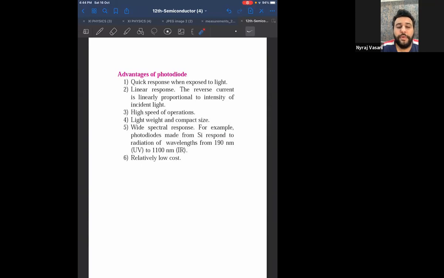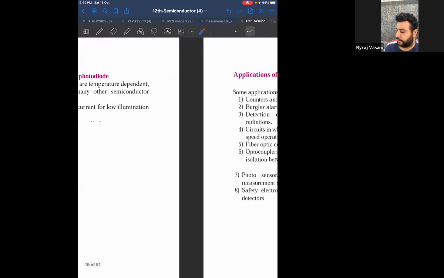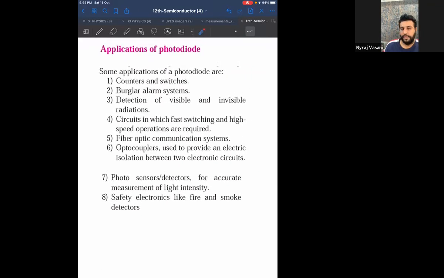So the question is, where are photodiodes used? Photodiodes are used in very, very small applications. I'll tell you, the applications are here also. See where they are used. They are used in very small things. For example, you have counters, burglar alarms, watches, calculators, the devices which do not take that much power.